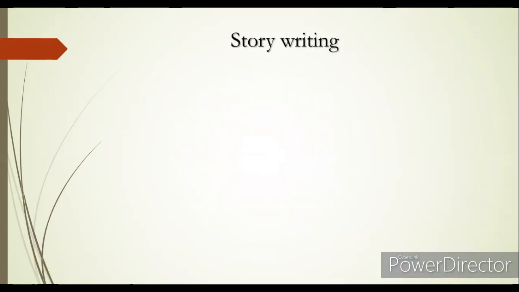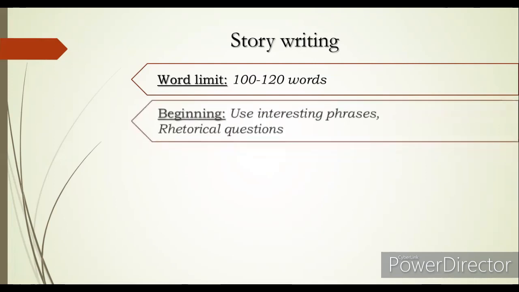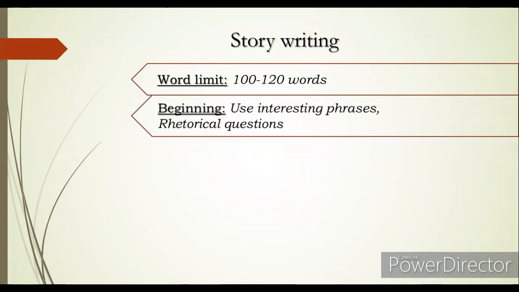Moving up further, here we have the story writing. So how to attempt a story writing? First of all, the word limit is going to be not more than 100 to 120 words for 5 marks. The next thing is how to begin. So you can use some interesting phrases or rhetorical questions. Aren't they interesting? This is one of the rhetorical questions that I have just used.